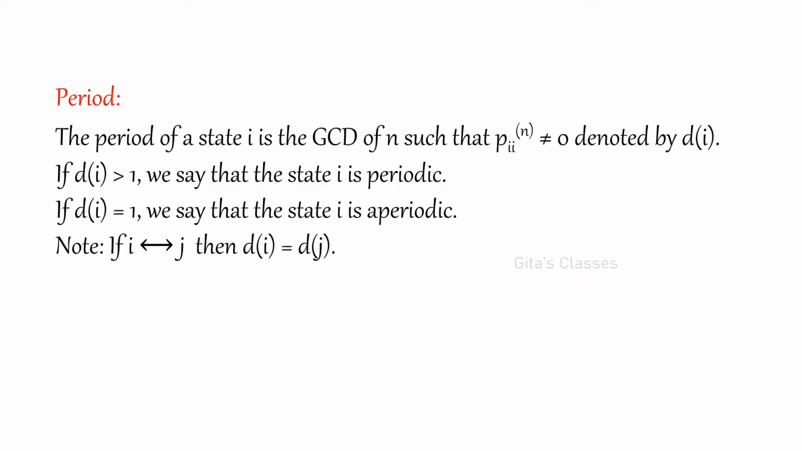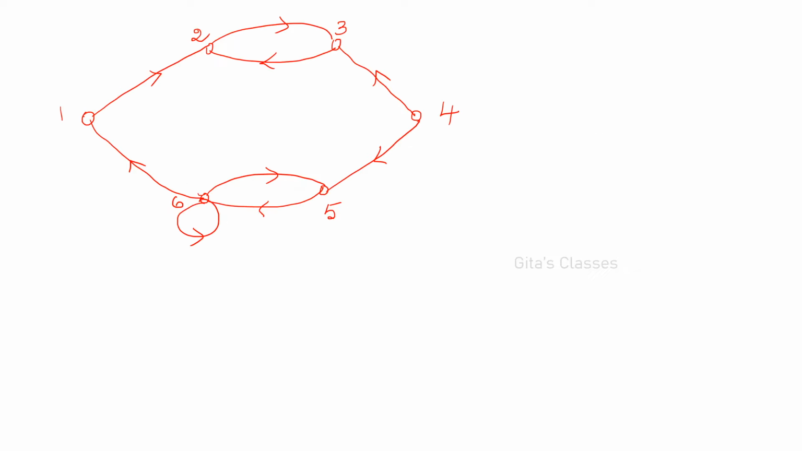Then there is another important definition, period. The period of a state is the greatest common divisor of n such that Pii of n is not equal to 0, and it is denoted by di. So if di is greater than 1, we say that it is periodic. If di is equal to 1, we say that it is aperiodic. Okay. And if i and j communicate, then d of i will be equal to d of j. Let us see. I'll explain with the example. We'll find out the period for every state.